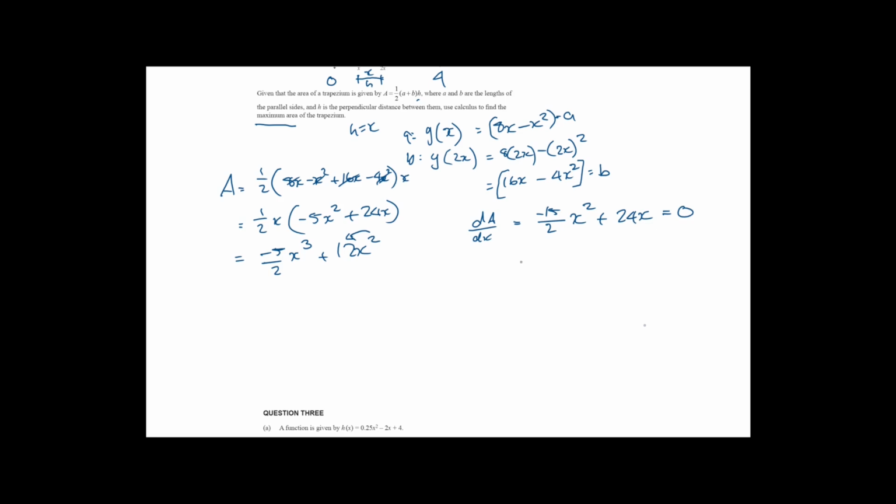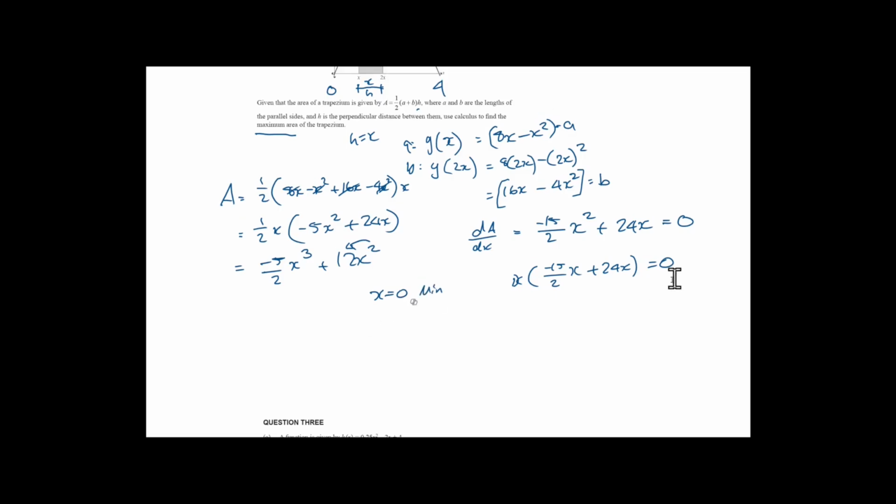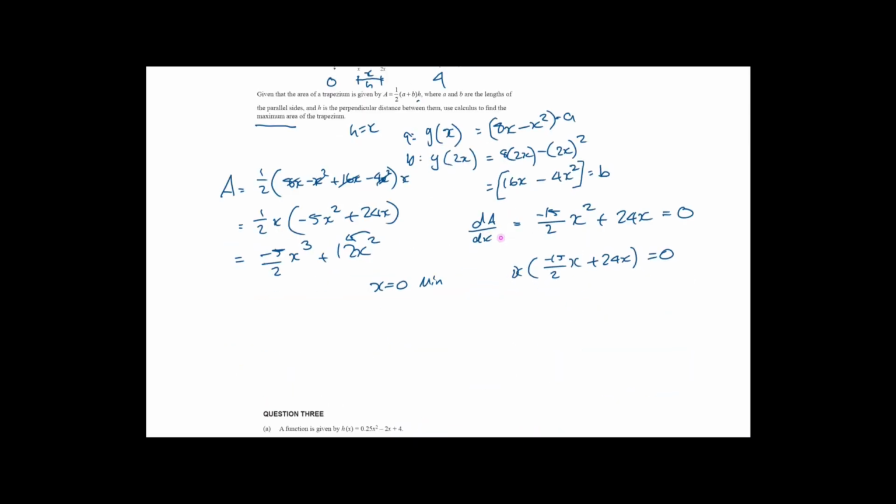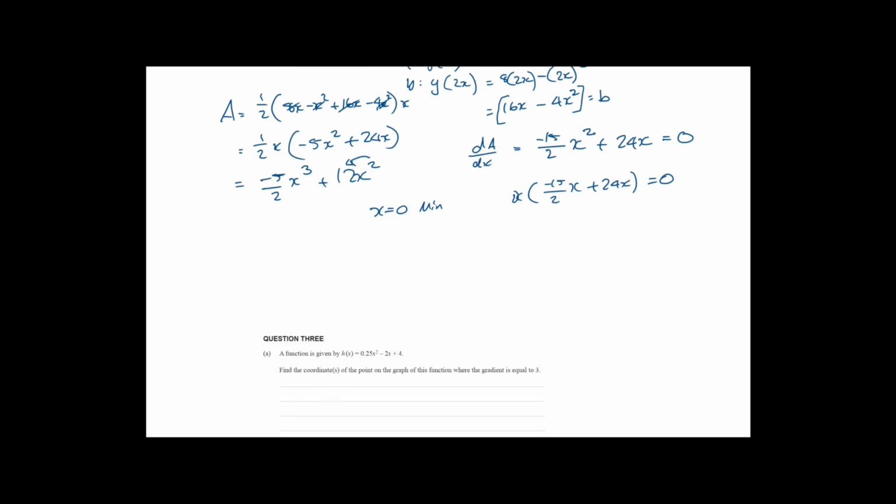Let's factor out an x, which will make our life a lot easier. From that, one of the solutions is x equals 0, and that must be a minima. Because if we come back to our original problem, if x was 0, then the area would be 0. It would just be a point. So that must be a minimum.